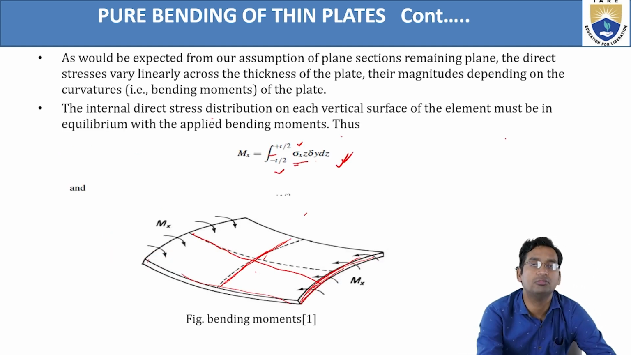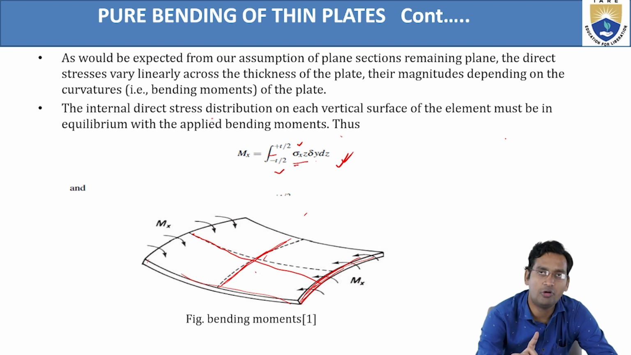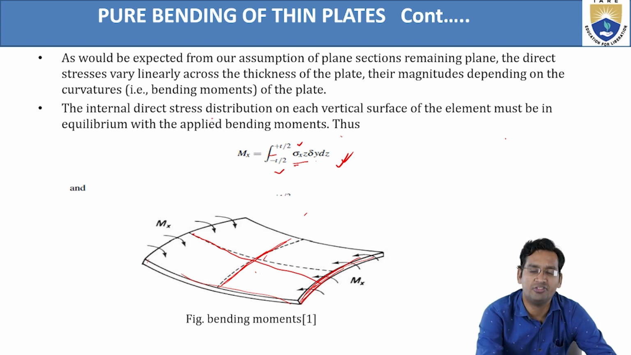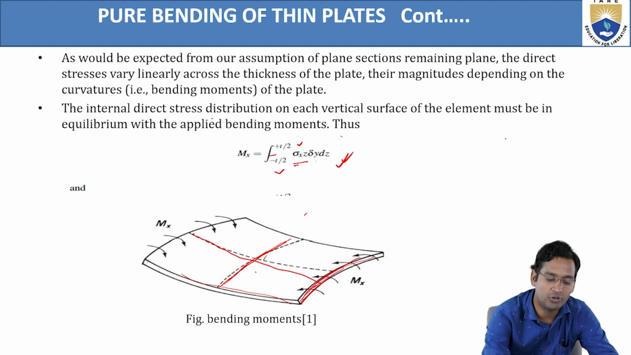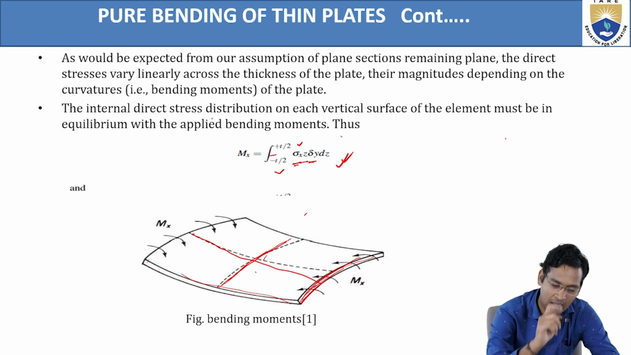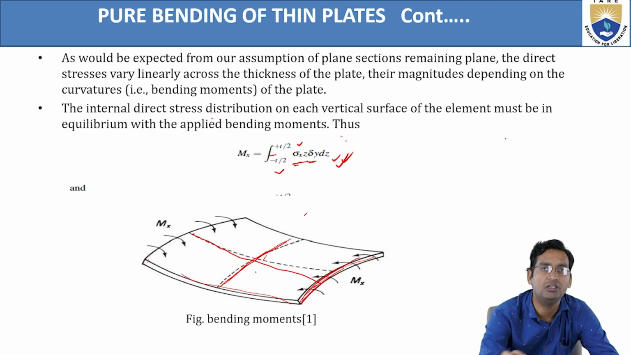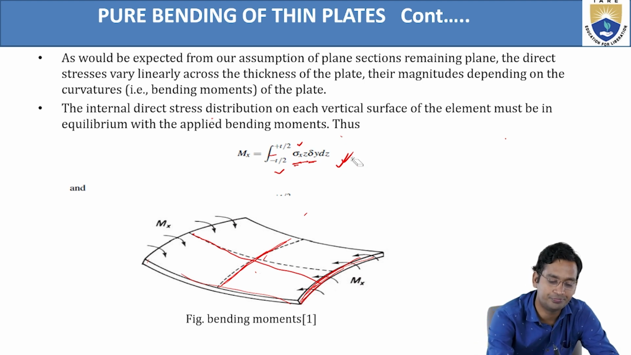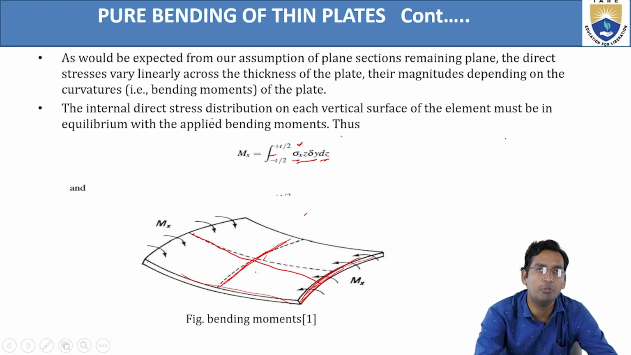After that, we have to find the moment. The moment formula is force into perpendicular distance. First we find the force. Force is stress into area. Here the stress along the x-axis into z del y, the area of that elemental strip, and at a distance of dz, is the perpendicular distance. So this becomes the force, and force into perpendicular distance gives the moment.